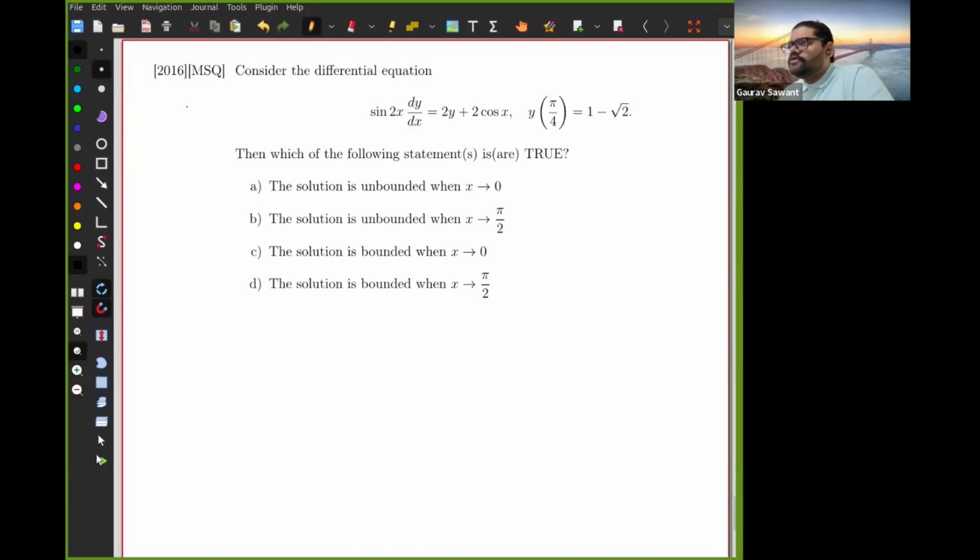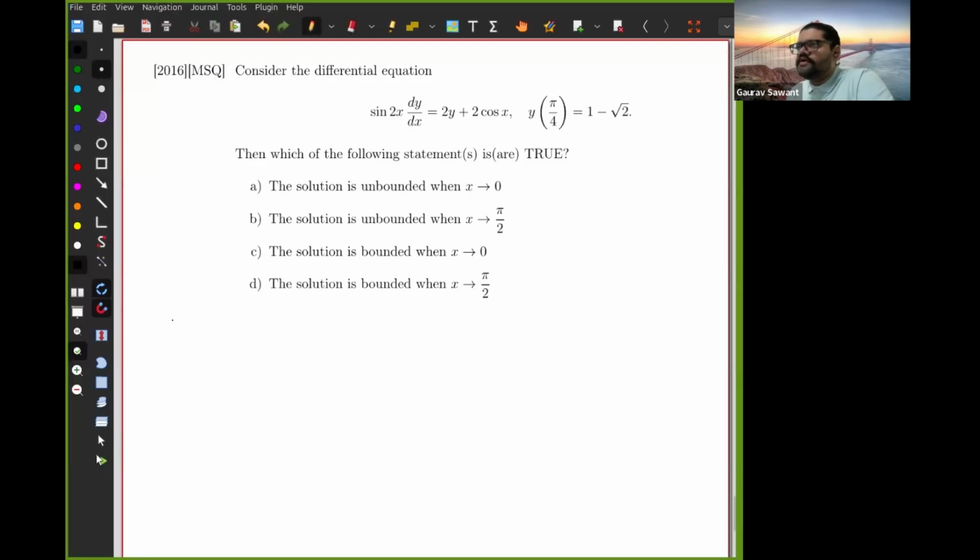So we have this kind of differential equation, and there are a number of questions that we need to attend. Let's see whether we can look at this through the lens of integrating factors, or whether we can do something else with this.